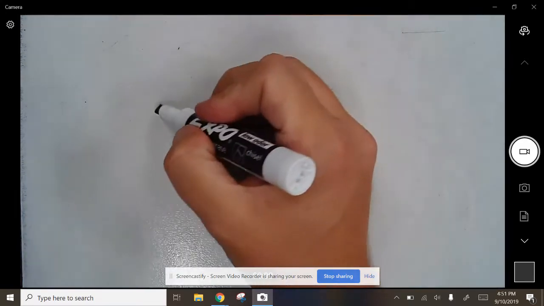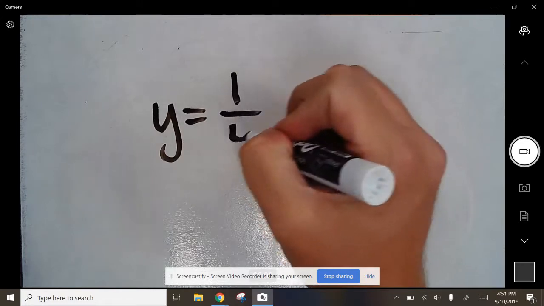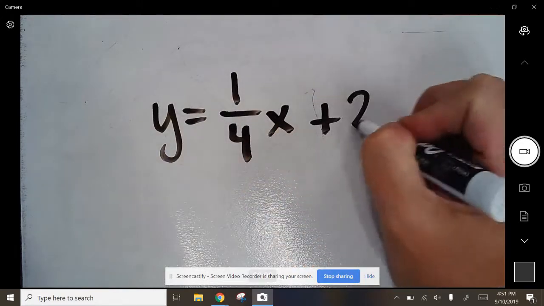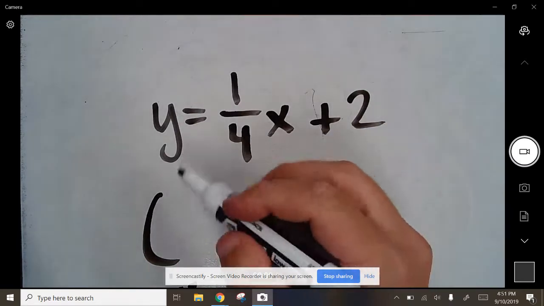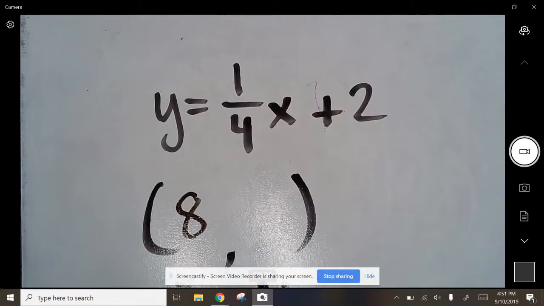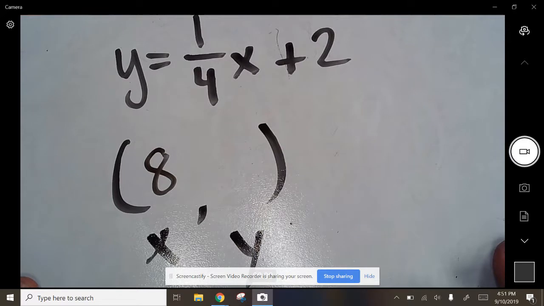All right, so now your notes should be out there on the right, and I want you to get good at using your calculator, and we're going to do a couple problems here. The first problem I'm going to give you, y equals 1 over 4x plus 2, and I'm going to give you an x value, and you're going to have to give me the y, and your x value is going to be 8. Use your calculator, plug it in, and let's see how you guys do.